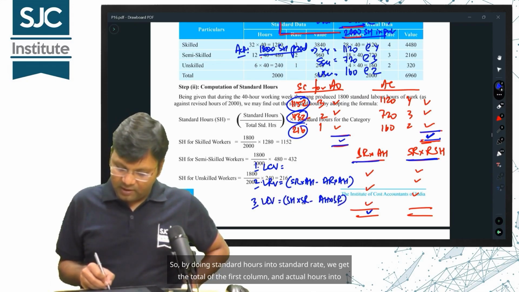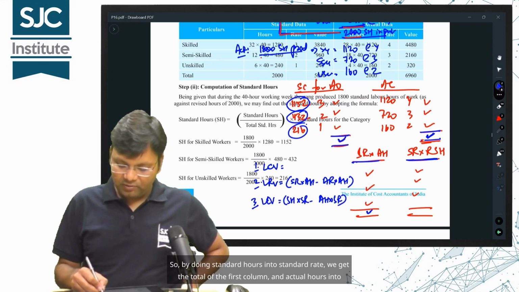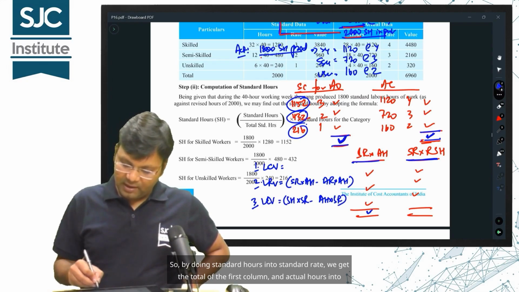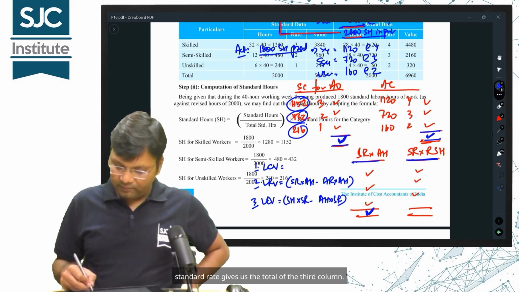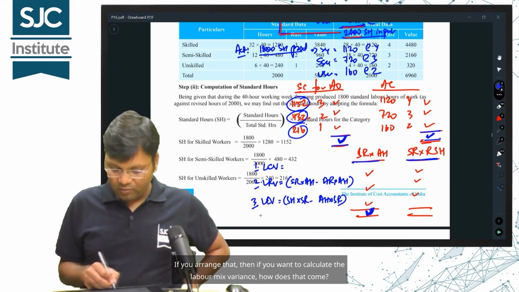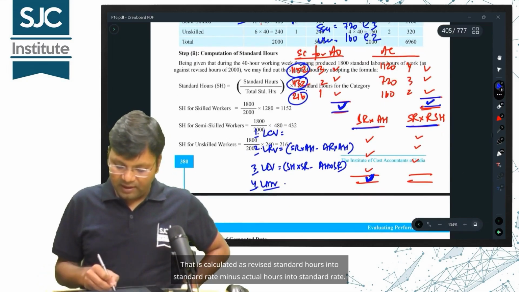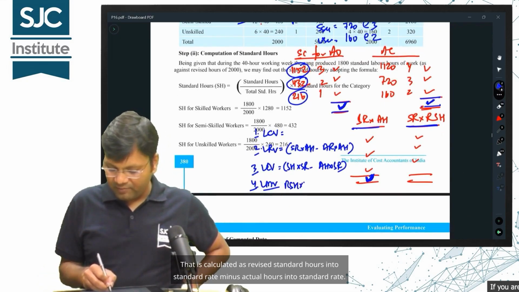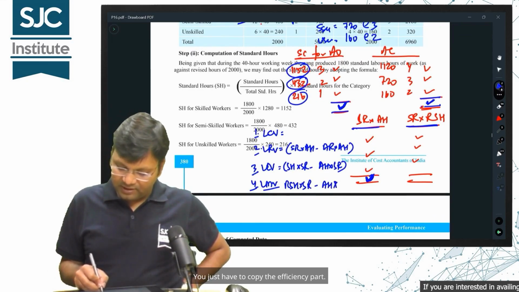So, by doing standard hours into standard rate, we get the total of the first column, and actual hours into standard rate gives us the total of the third column. If you arrange that, then if you want to calculate the labor mix variance, how does that come? That is calculated as revised standard hours into standard rate minus actual hours into standard rate. You just have to copy the efficiency part.